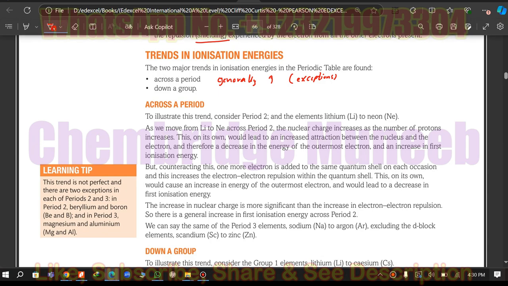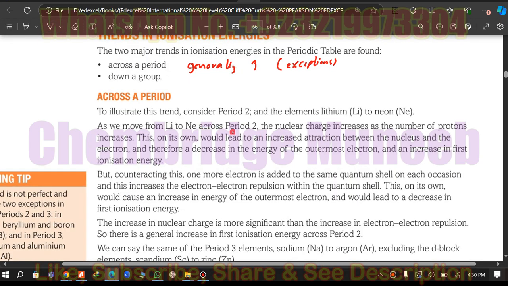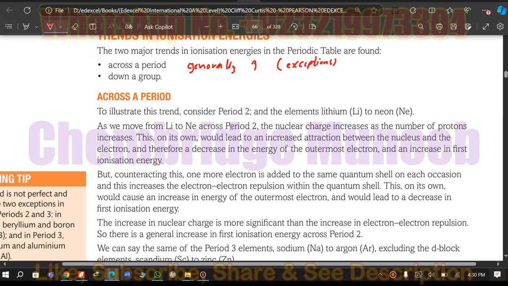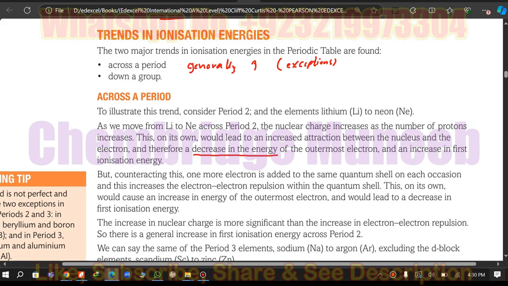So across a period, as we move from lithium to neon across period 2, the nuclear charge increases as the number of protons increases. This on its own would lead to an increased attraction between the nucleus and the electron, and therefore a decrease in the energy of the outermost electron and an increase in the first ionization energy. A decrease in the energy of the outermost electron means that the energy of the electron itself is decreasing. That is not the ionization energy. It is showing the energy of the electron present in the outermost shell. Are you getting my point? Yeah.